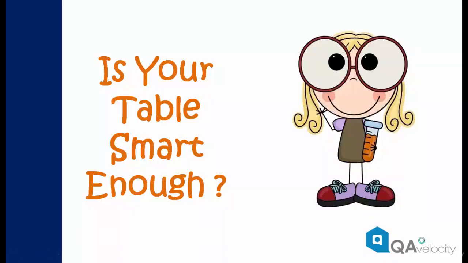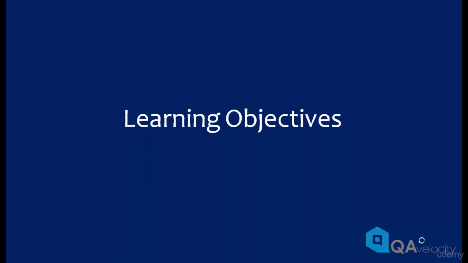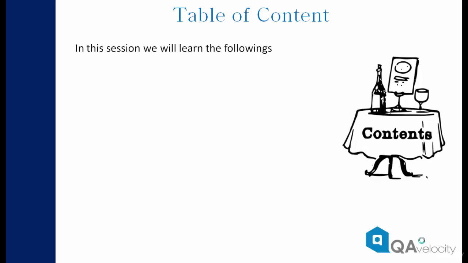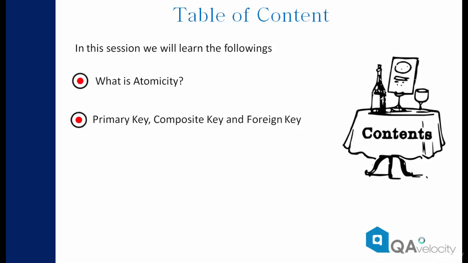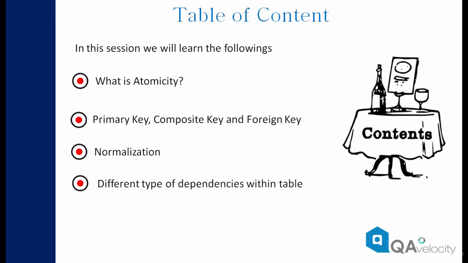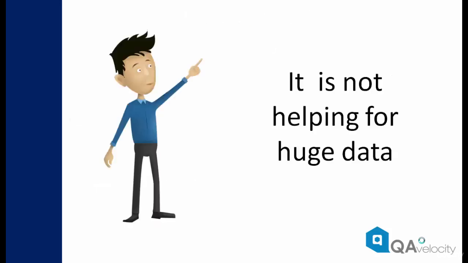Hello and welcome to the session on smart table design, learning objectives. In this session, we will learn the following: what exactly atomicity is, different keys we will use in our SQL table design, what is normalization, how one column of a table has dependency upon another column, and finally we'll talk about different types of normal forms.